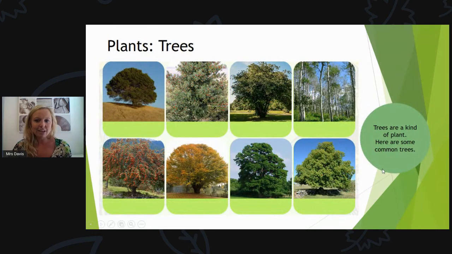And finally, these are some trees. Now, trees are a kind of plant. And so here are some common trees. So I want you to have a little look. Do you know the name of any of these trees? They're all quite different, but you might know the names of some of them. This one's quite a famous one. Okay, should we have a look?